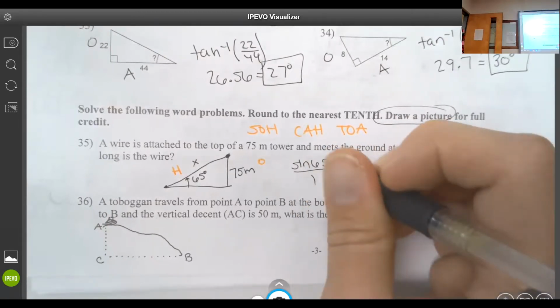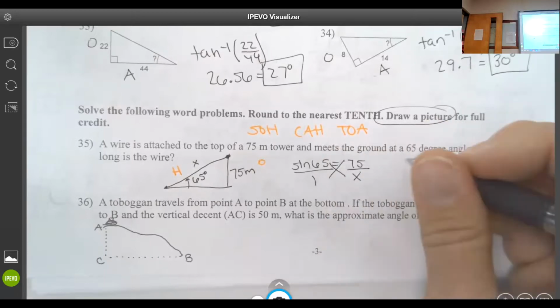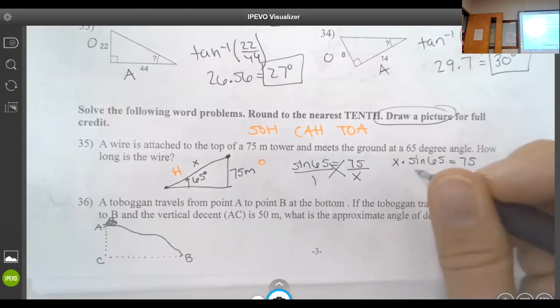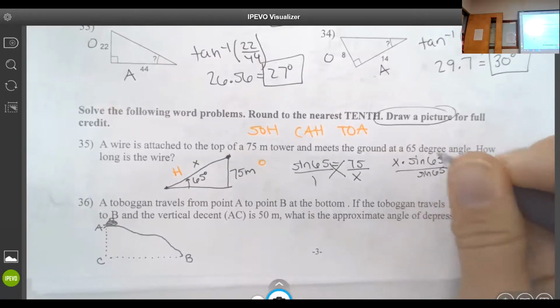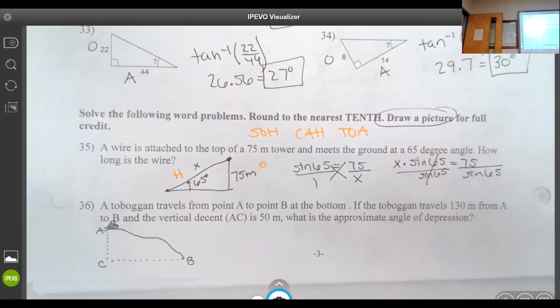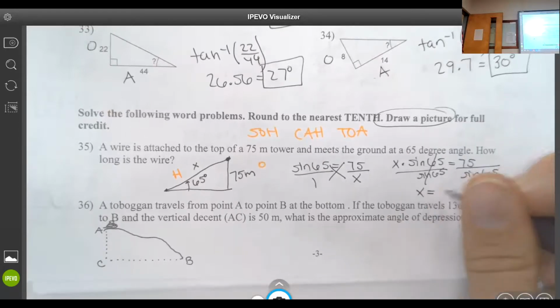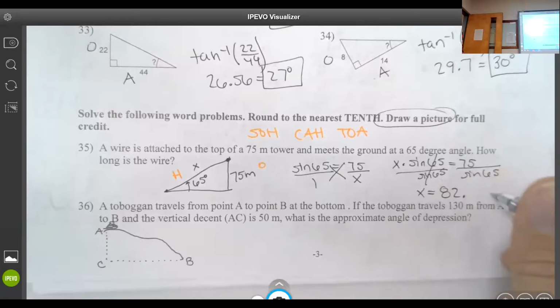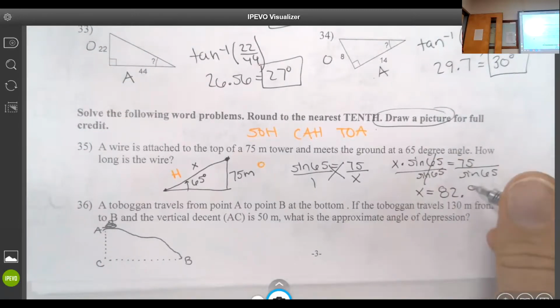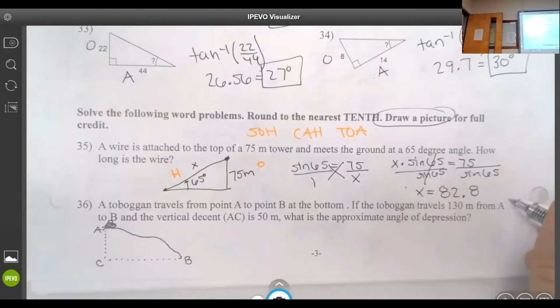So here's one where I cross multiply and I get x times my sine function. Then I need to divide to actually solve. So I divide by the sine of 65, which gives me 82. It says round to the nearest tenth, so that's one decimal place. It's 7.5, so I'm going to round up to 8 meters.